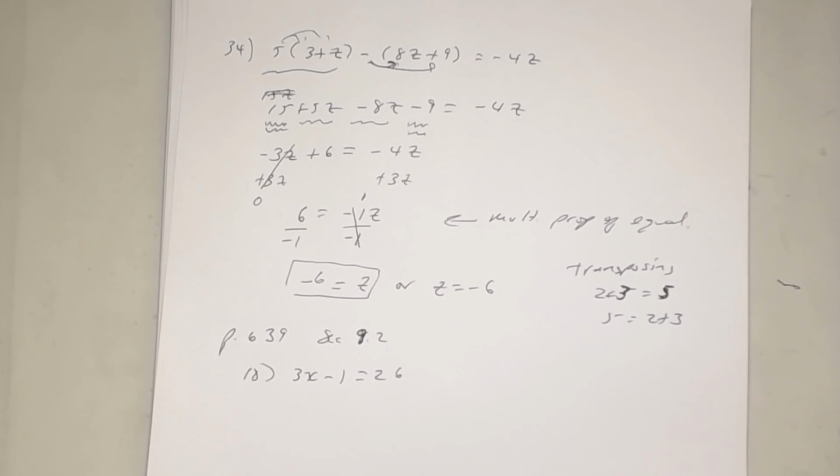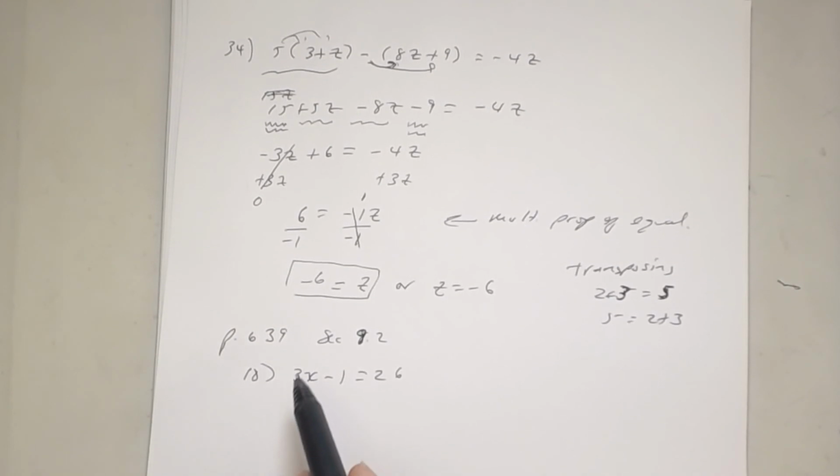So if you're doing the work as presented in class, what should be the next step? Add 1 to both sides. Okay? Always do the multiplication property of equality last. So we can use the addition property of equality first.